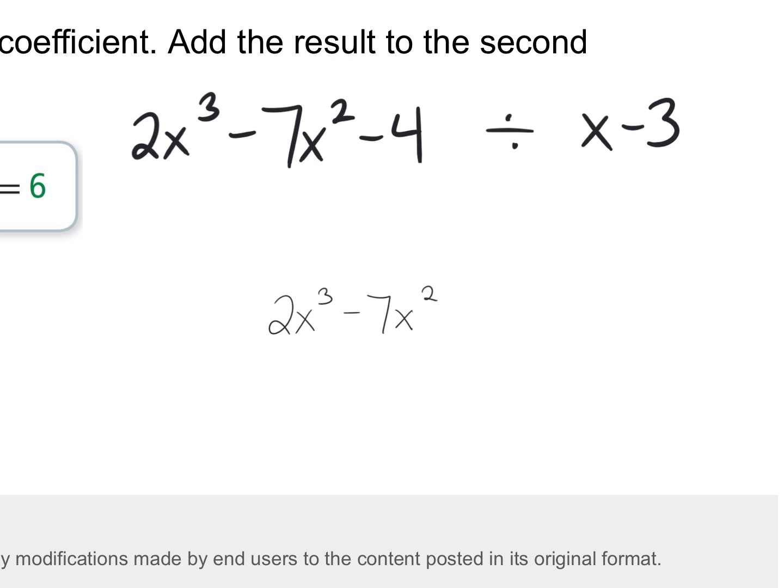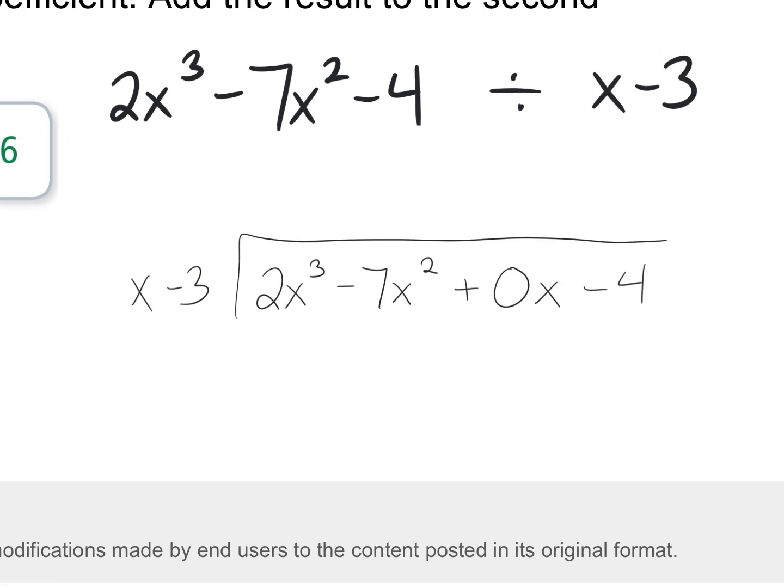What do I need to do? Is it missing anything? No. In standard form, we have an x cubed, we have an x squared. What should be here? We should have an x, right? So remember, we have to put a placeholder in for that x. So we have to put plus 0x, and then we can put minus 4. What are we dividing by? X minus 3. So you have to watch out for those placeholders that we need in standard form.